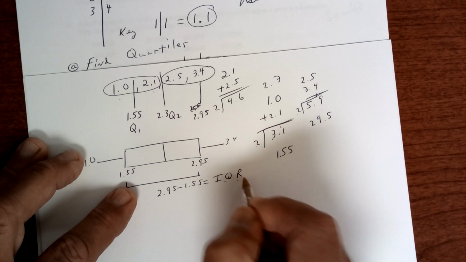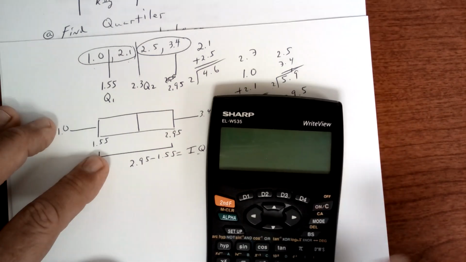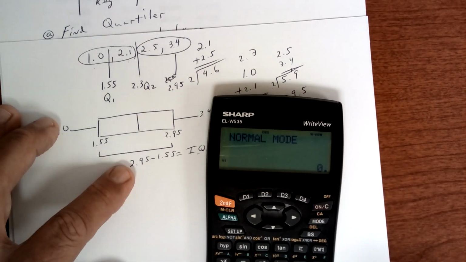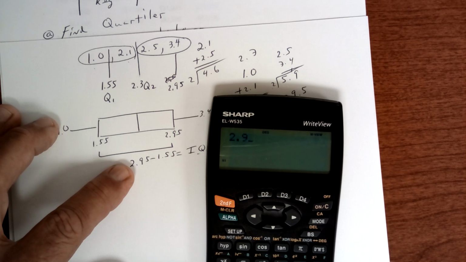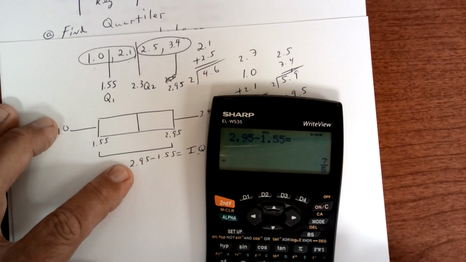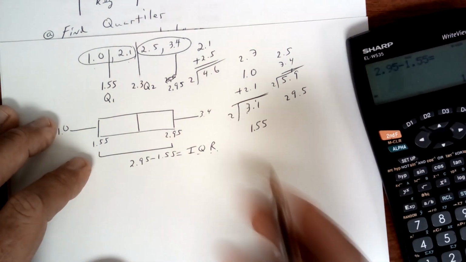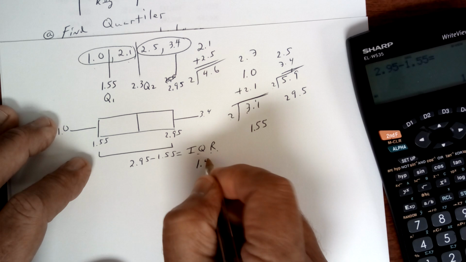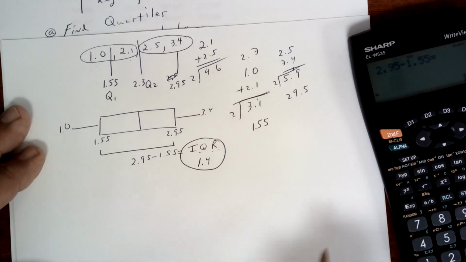So to do that, get your calculators out and start them up. 2.95 minus 1.55. When you do that, you get something weird, 1.4, I guess. So the interquartile range is 1.4. Remember, this is 50% of the information.